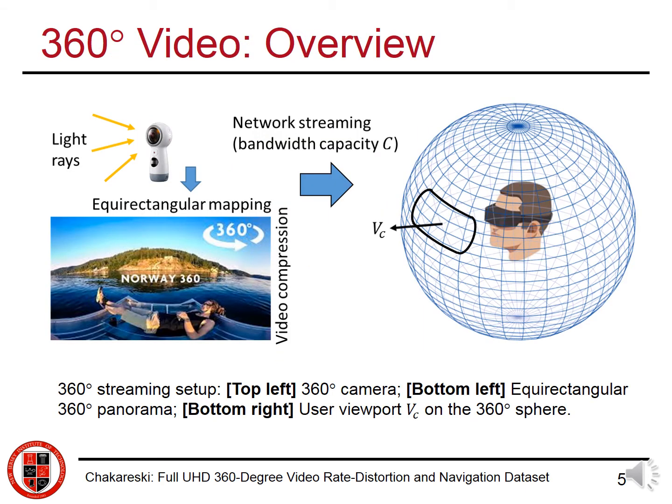360 video enables a 360-degree look around of a remote scene for a VR user. A typical 360 video setup comprises an omnidirectional camera that captures the content. The raw spherical data is then mapped to an equirectangular panorama for more efficient compression. Then, on demand, the compressed content is streamed to a VR user over a network of typical limited bandwidth capacity C. The user at any point of time can only experience a small portion of the entire 360 panorama on his headset.